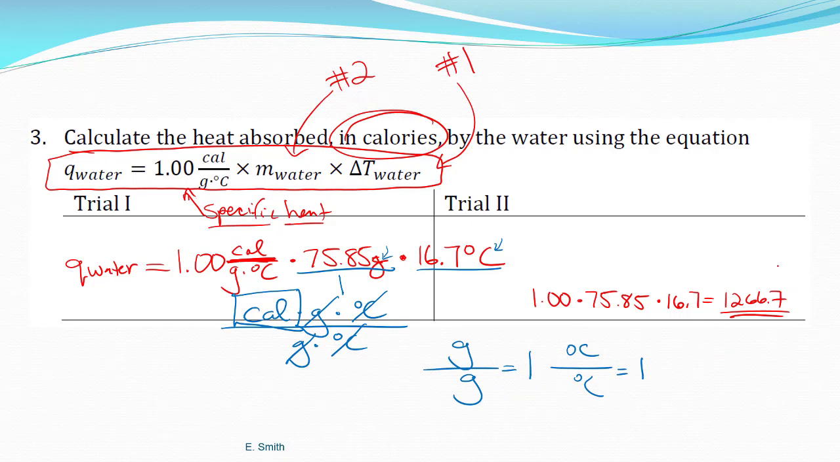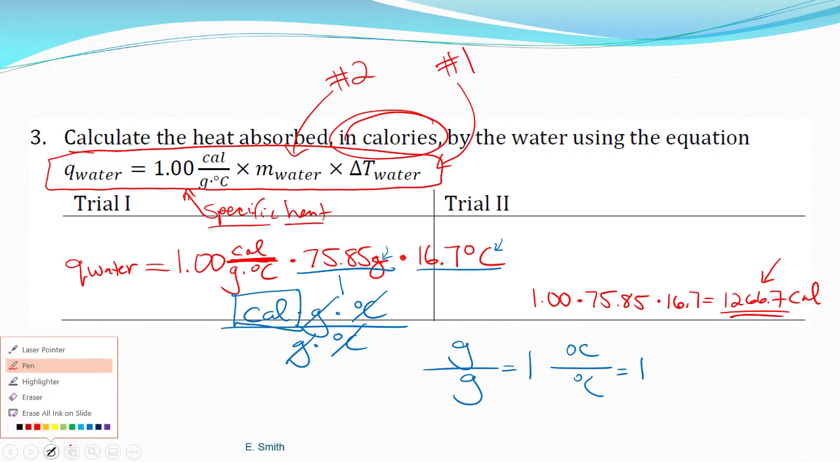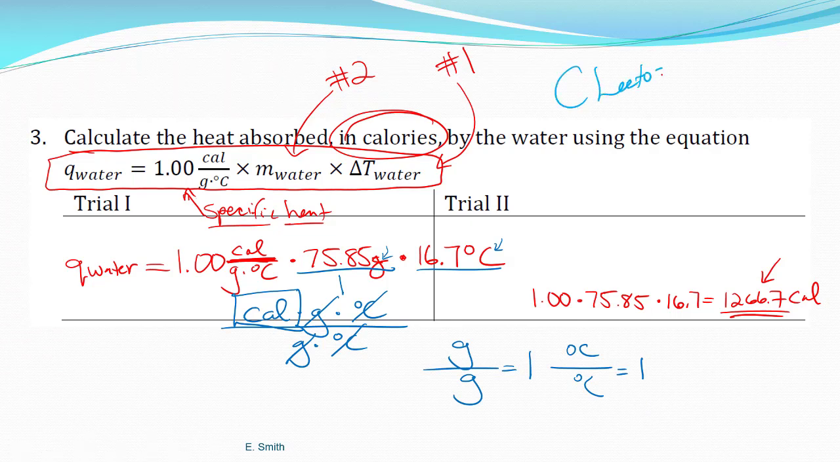So for my final answer here, the 1,266.7 is going to be in the unit of calories. This is how much energy was absorbed by the water. Where did this energy come from? That's what I want to know. This energy came from the Cheeto. Well, in particular, the flaming hot Cheeto.